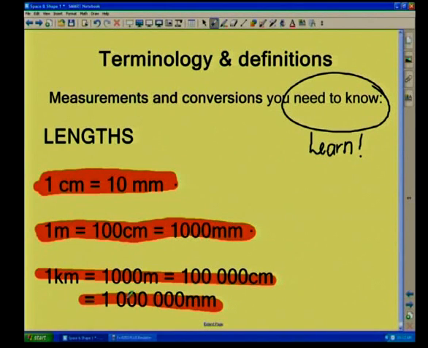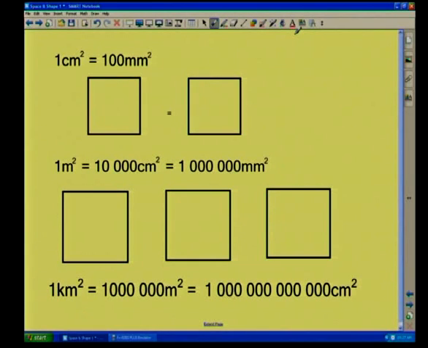And these are just things that you need to actually learn off by heart because they will not be given to you in the exams. The harder ones we need to learn because these are in 2 dimensions, and that means that they are square units, which means that you are actually looking in 2 dimensions.